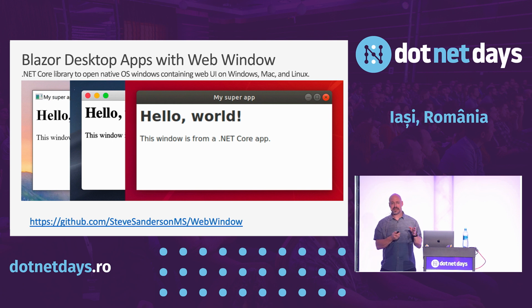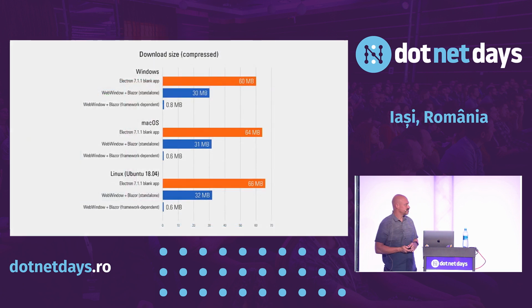By doing this with Blazor, we don't need a browser, because we're using the web window that's built into the OS. We also don't need a server. We're just running that WebAssembly code directly. So comparing the file size, we're actually seeing tiny, like less than a megabyte for these web window applications.